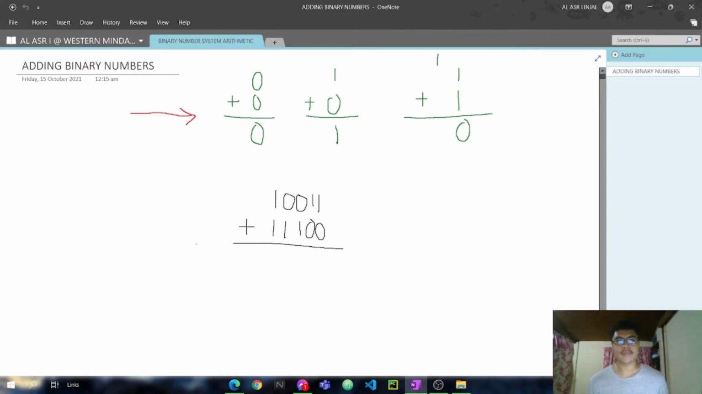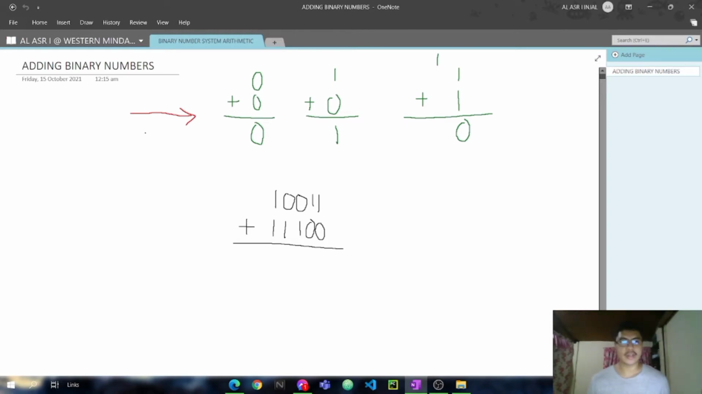Binary number system arithmetic, adding binary numbers. First things first, we need to consider these three scenarios. When you're adding 0 and 0, automatically the answer is 0. Then when you're adding 1 and 0, the answer is 1. Then when you're adding 1 plus 1, the sum is 0, then carry 1, then perform the addition to get the answer.